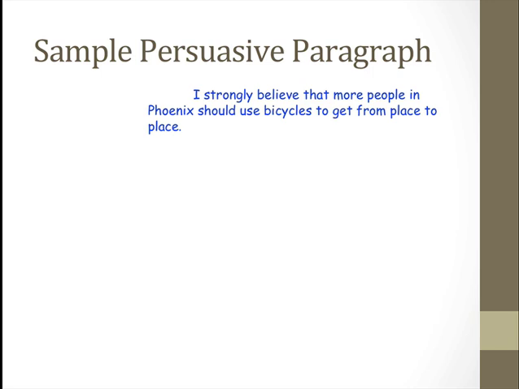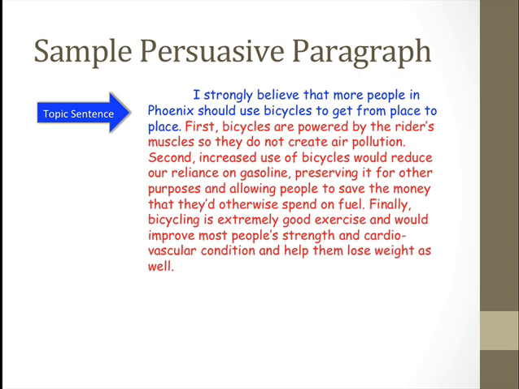And again, we're going to use that bicycling example. Here is my topic sentence. Remember, I said in your topic sentence, you should state what you believe. And I said, I strongly believe that more people in Phoenix should use bicycles to get from place to place. And again, like any topic sentence, everything in my paragraph is going to have to relate directly to that topic sentence. Next, I want to get into the body.